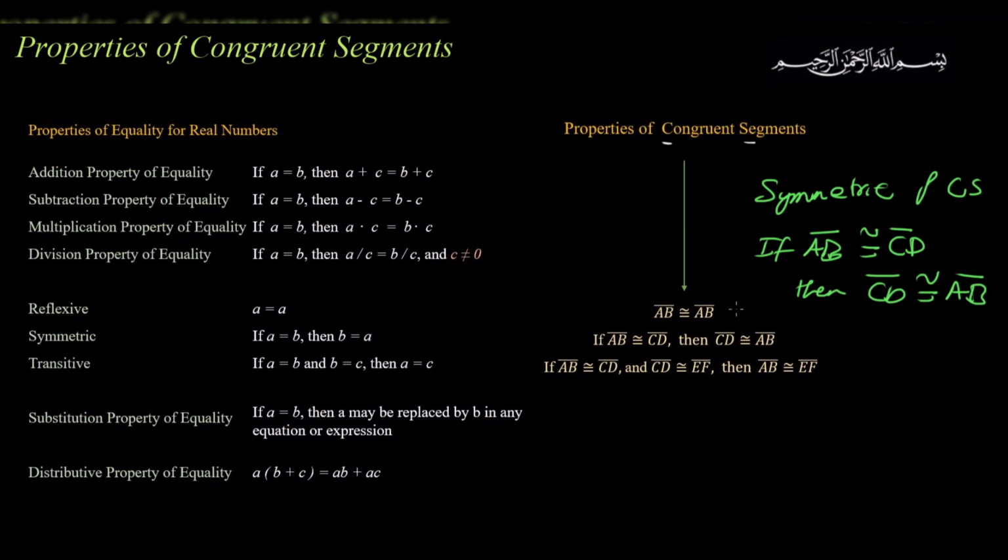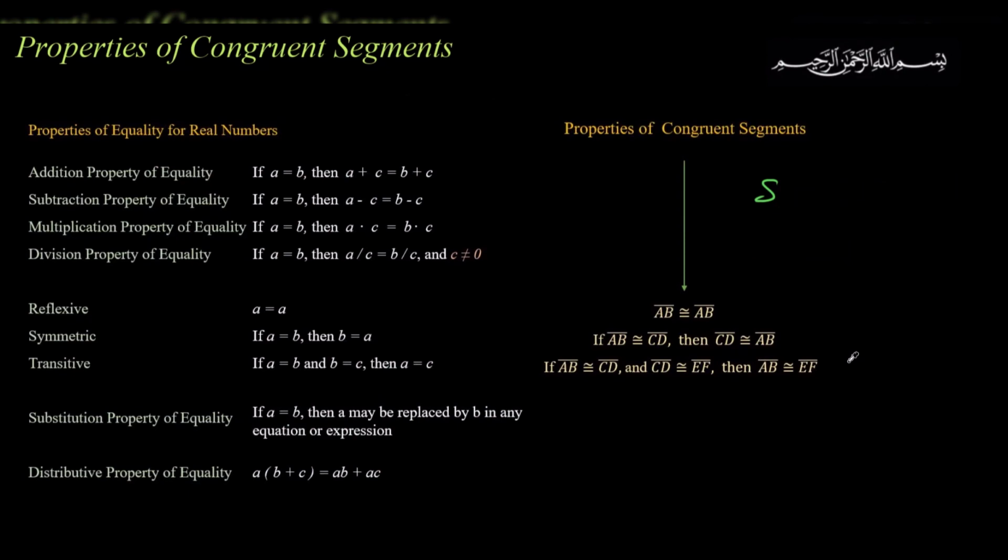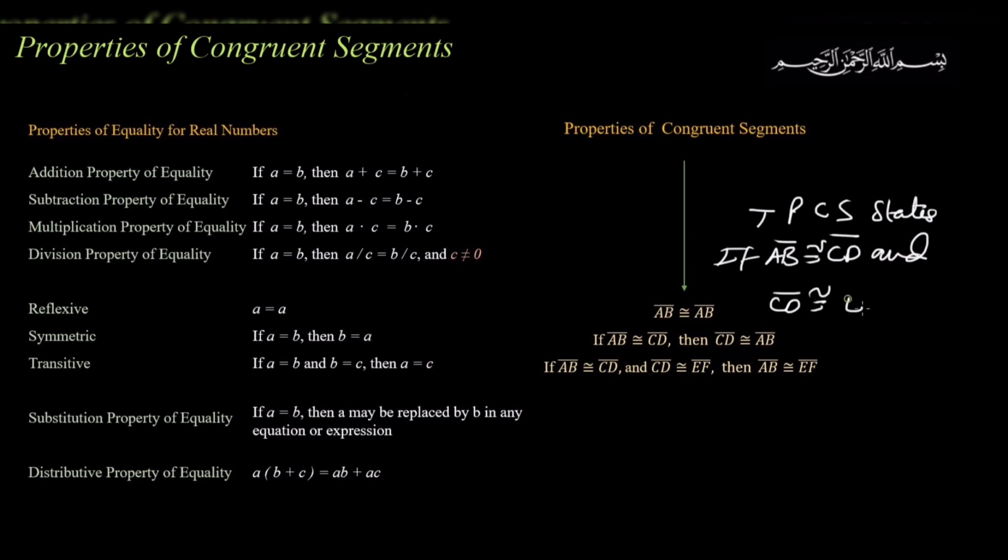And finally, the transitive property of congruent segments. The transitive property of congruent segments, as you can imagine, states the following: if segment AB is congruent to segment CD, that's like saying if A is congruent to B, and segment CD is congruent to another segment, let's say EF. So here we were saying A equals B and B equals C.